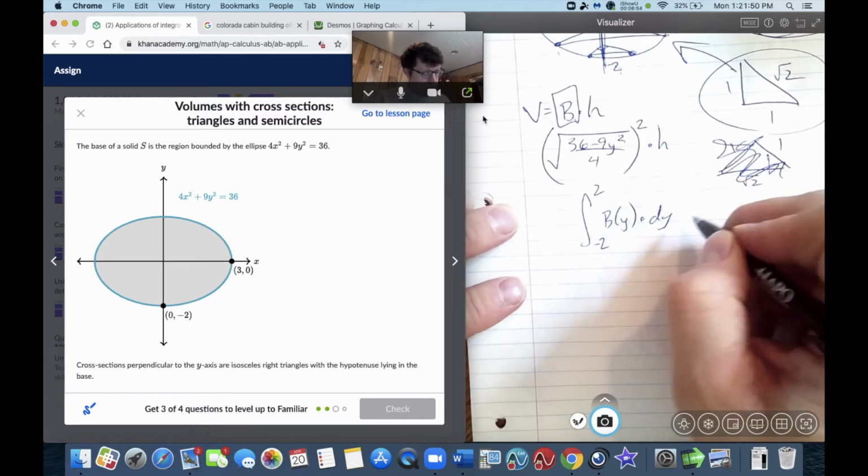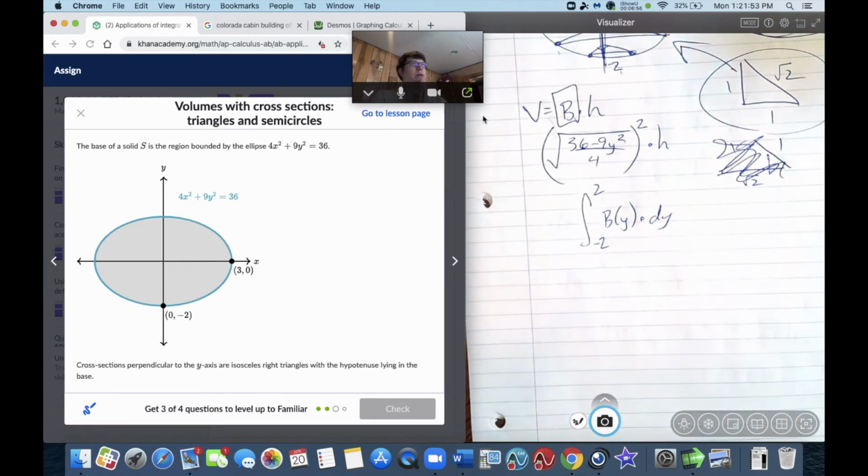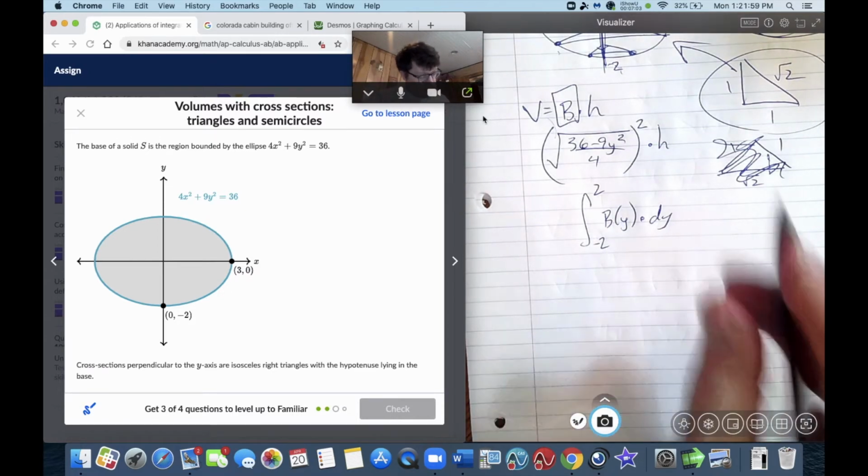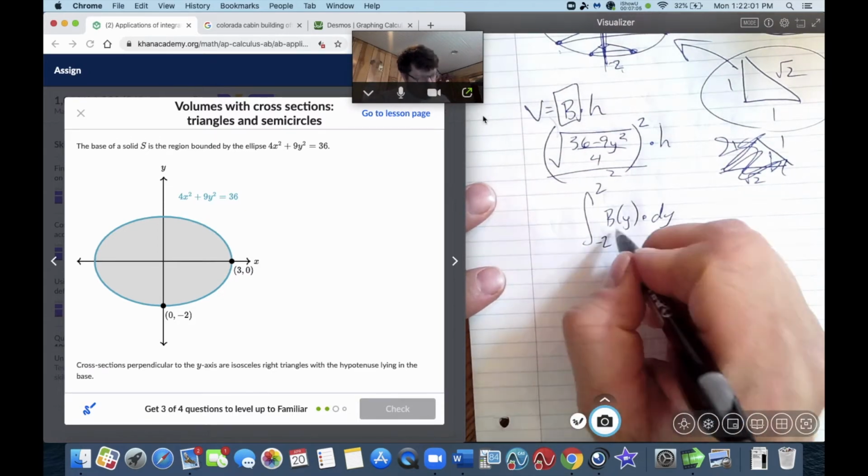What the other one had was pi, because we were talking about semicircles. So this really, wait, it's a triangle. Almost missed it. So it's a triangle, so I've got to divide by 2. Base times height, divided by 2.